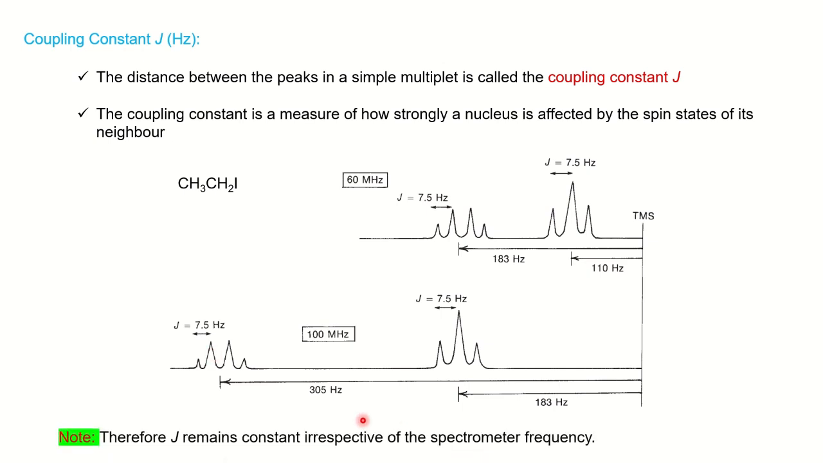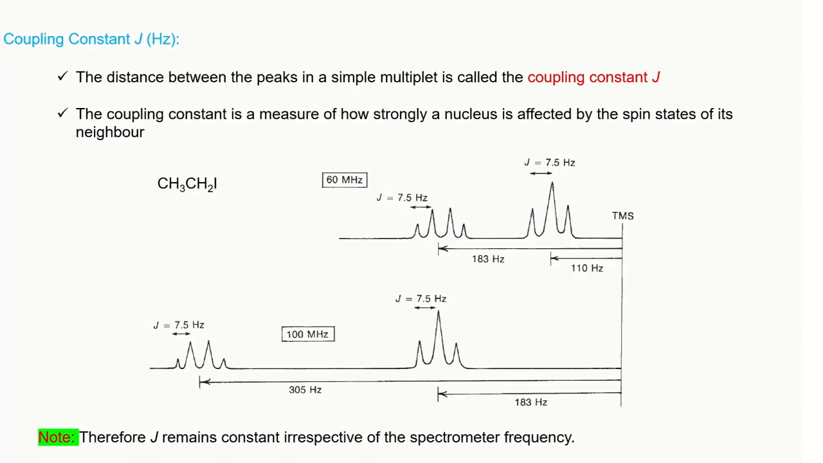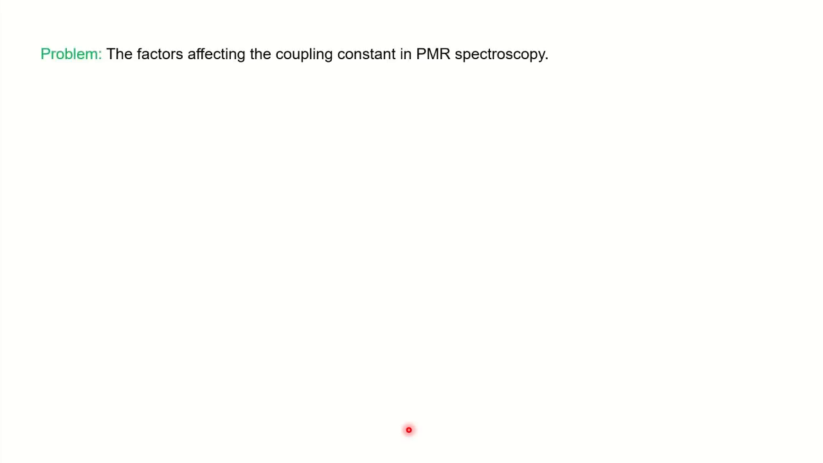You can see here we have mentioned the same statement also. Now we will see one question like factors affecting the coupling constant in PMR spectroscopy. PMR is nothing but it is called proton magnetic resonance. Also you can write here 1H NMR. So we should know what all factors are affecting it.